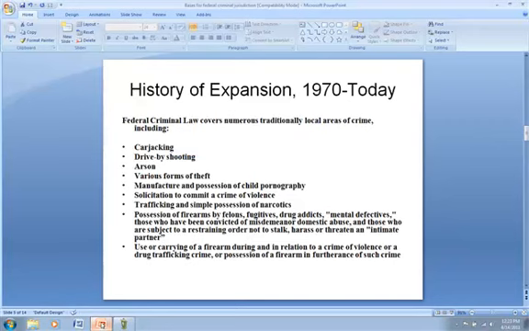Now, this expansion has also included an expansion to cover lots of traditionally local types of crimes that you would normally expect to be prosecuted at the lower level. So now this is just a list of some crimes that are now federal crimes: carjacking, drive-by shootings, arson, various types of theft, manufacture or possession of child pornography, solicitation to commit a crime of violence, trafficking and even simple possession of narcotics, possession of firearms by all sorts of categories of people, including felons, fugitives, drug addicts, mental defectives, and also people who've been convicted of misdemeanor domestic abuse, and those who are subjected to restraining order not to stalk, harass, or threaten an intimate partner.